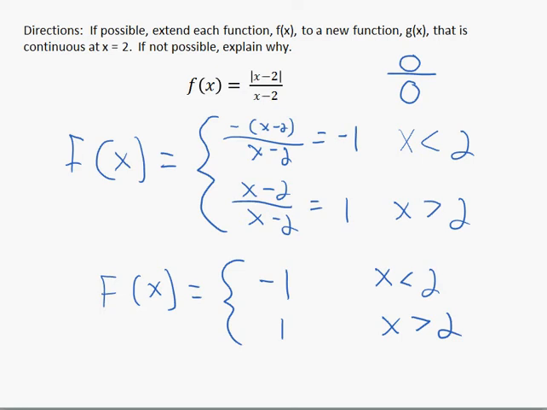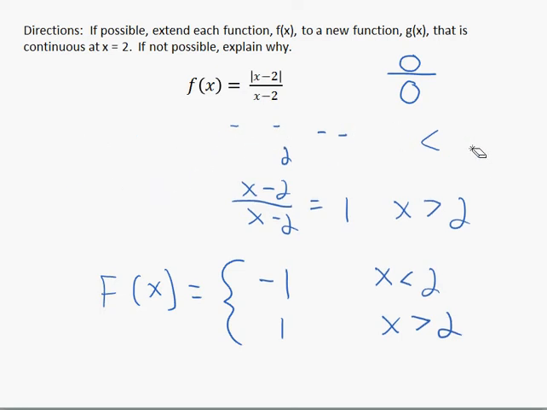So the question really is, can we do something to extend f of x? Can we add one extra point at 2 and make it continuous? Can we define it at 2 and make it continuous? Well, in this case, no, we can't. And the reason for this is because the limit does not exist. There's a jump discontinuity here. We're going from negative 1 to positive 1 at 2. So I can't just plug in one point and make it continuous.